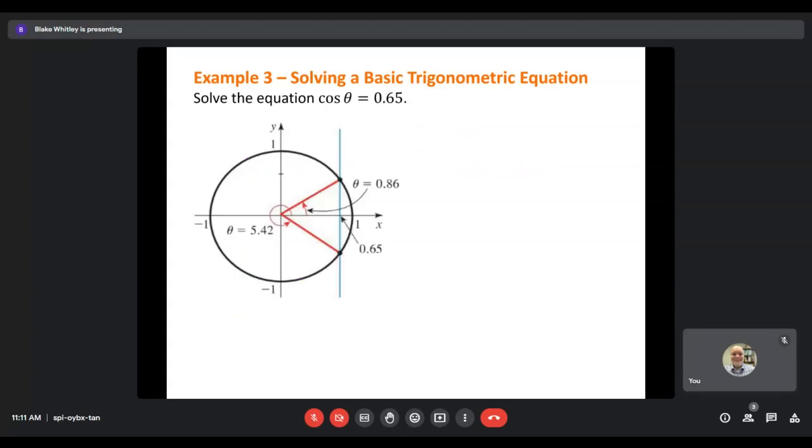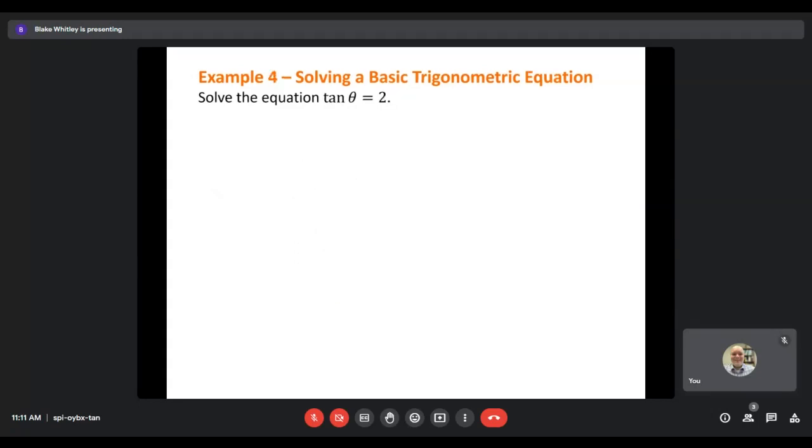And again, here we can see, right, 0.86 in the first quadrant, and so we have to make sure we put the other one in the second quadrant, or sorry, in the fourth quadrant, so that gives us the 5.42, and then again, because it's periodic, we have to make sure we have the plus 2 pi k.